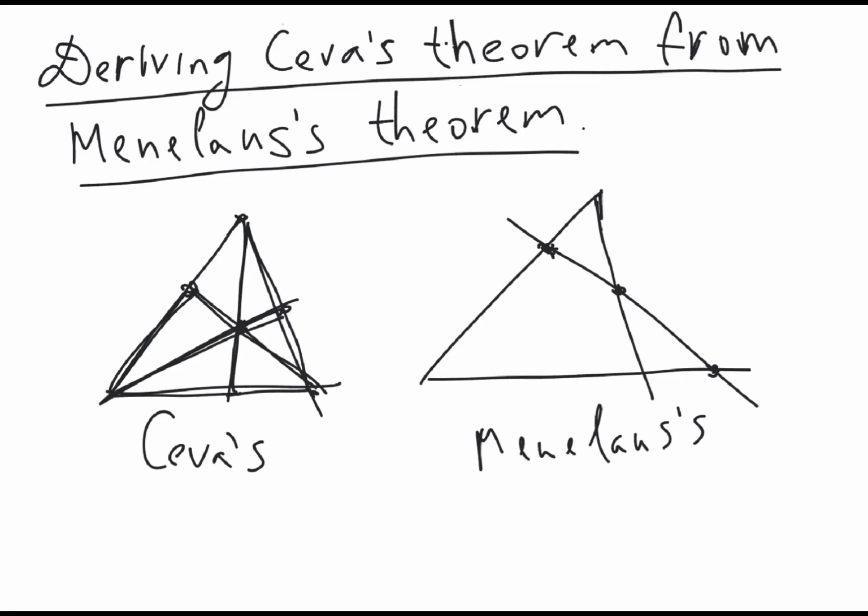So the proofs were quite different. The proof of Ceva's theorem involved areas, it was using the areas of triangles, and the proof of the Menelaus theorem was using similar triangles. They are proved quite differently, but it turns out that we can derive one from the other. So in this video I'm going to show how to derive Ceva's theorem from Menelaus theorem.